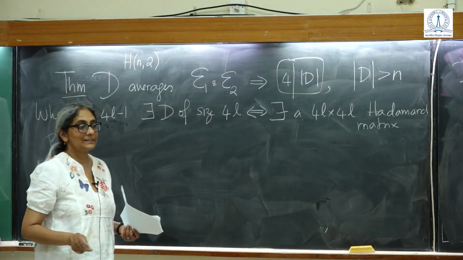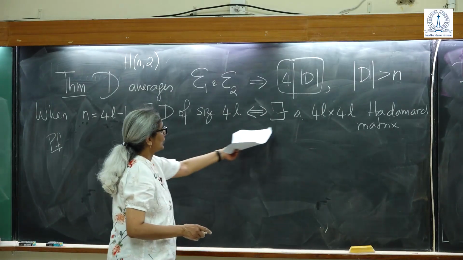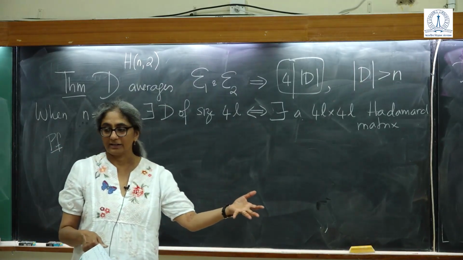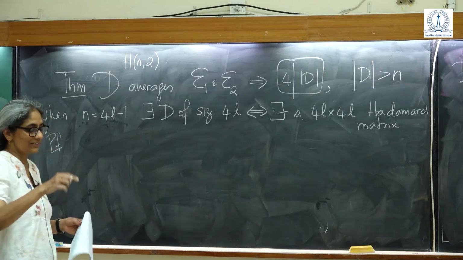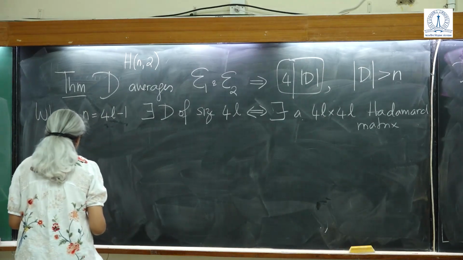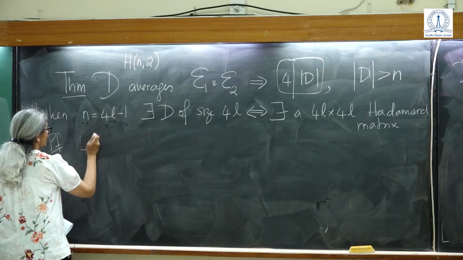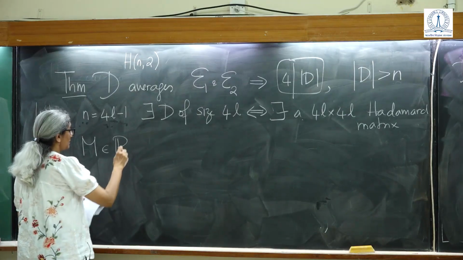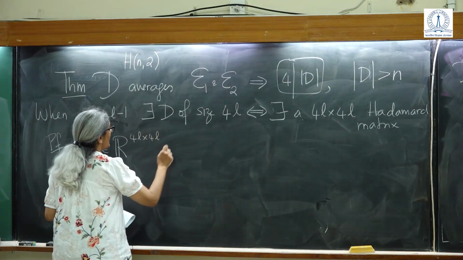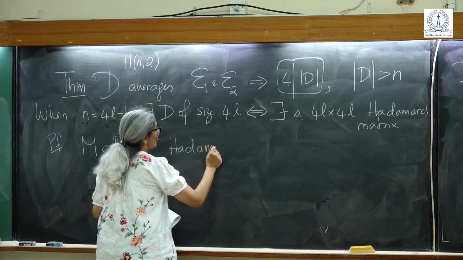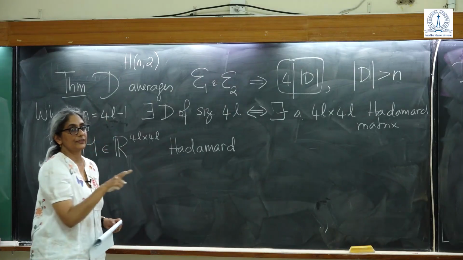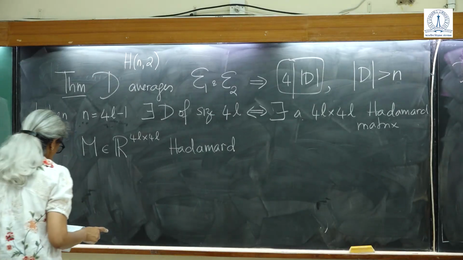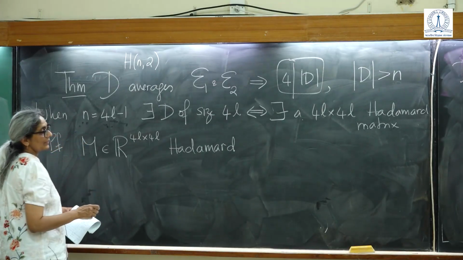D bigger than N, let's ignore, okay? And for this one, I'm just going to show you one direction. I'm going to show you how you take a Hadamard matrix and convert it into a design. That's the easy direction, so we'll do that. Let's start with an M, a Hadamard matrix of size 4L by 4L. From this, I'm going to construct for you a design that can average E1 and E2.